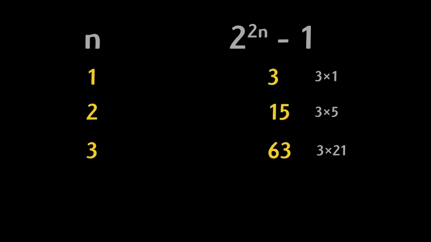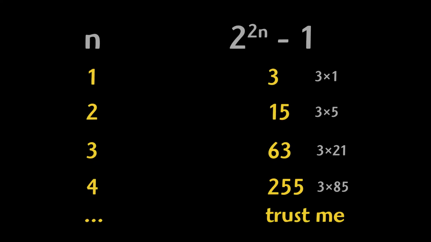If we plug in n equals 1, then 2 to the power 2 equals 4, minus 1 is 3, that's fine. If we plug in 2, then 2 to the power 4 equals 16, minus 1 is 15, that's also good. For n equals 3, we get 63, and for n equals 4, we get 255. Long story short, it seems to hold up.